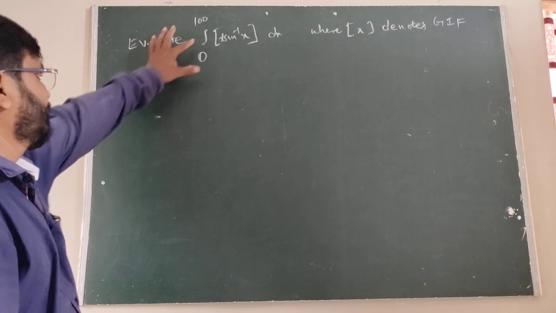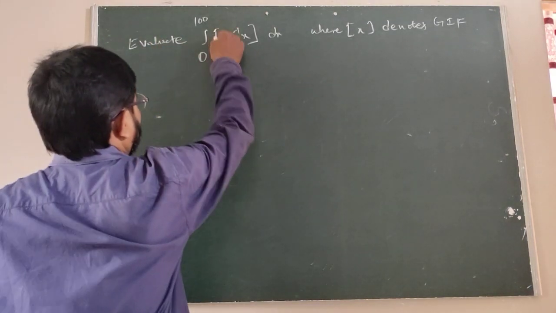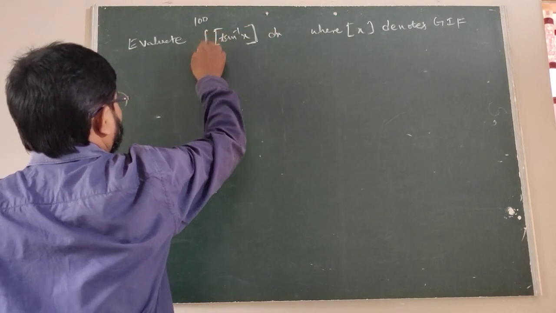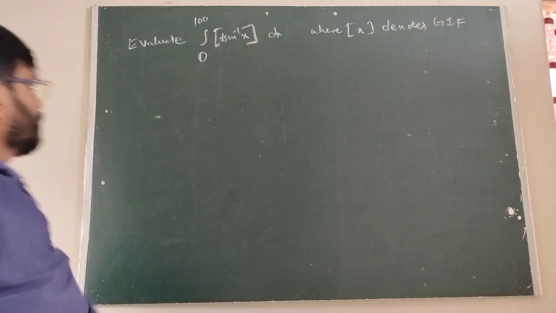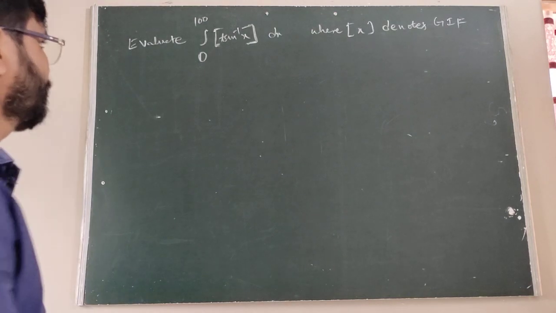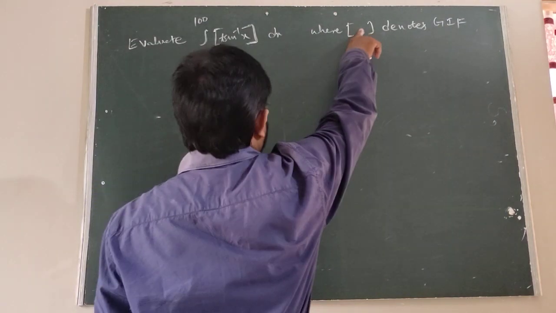Evaluate the integral from 0 to 100 of step of tan inverse of x into dx. Here, the step denotes the greatest integer function.